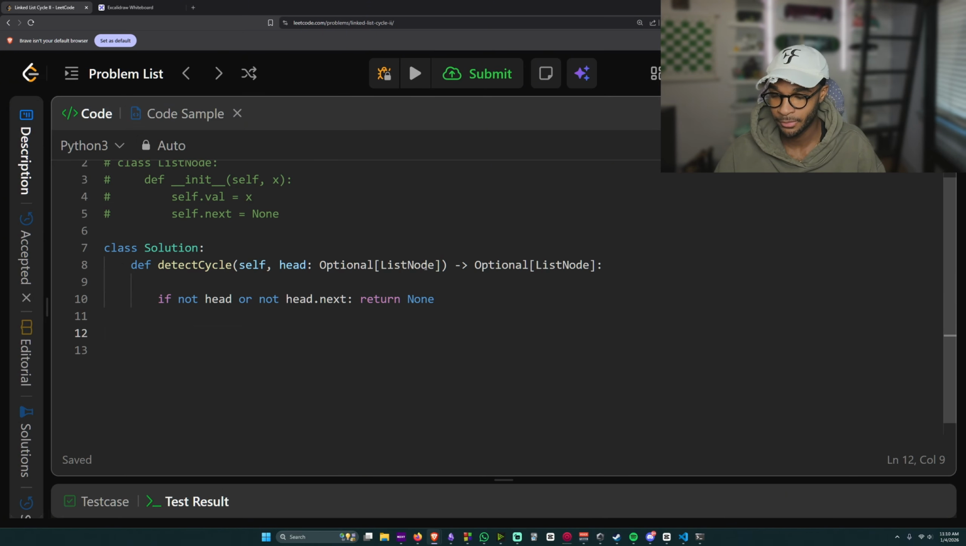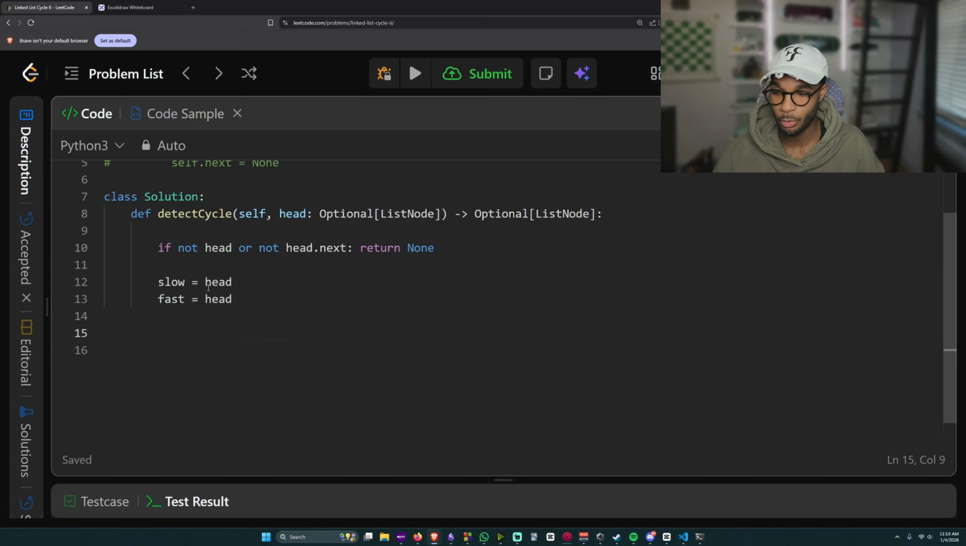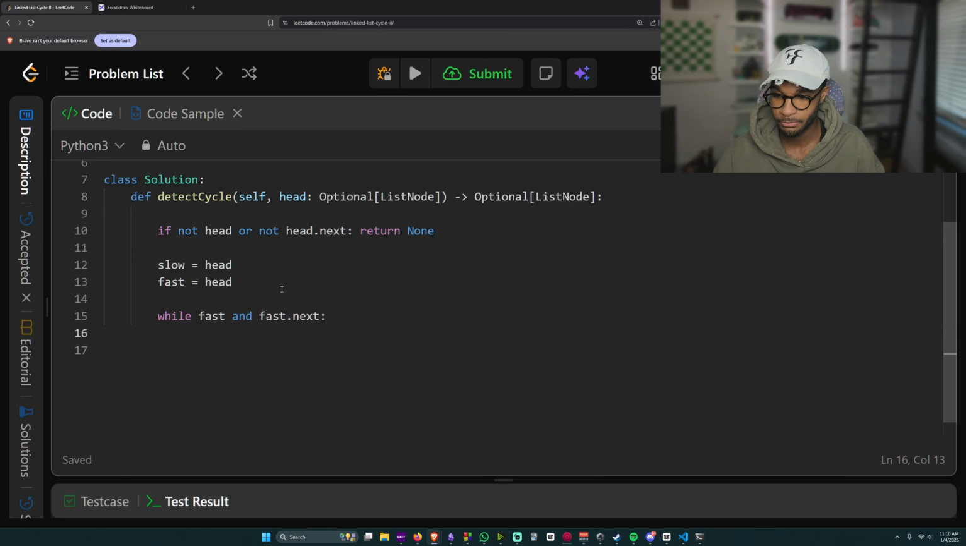So there's no cycle. Next, we want to create our 2 pointers. So we're going to say slow equals head, fast also equals head. And now we want to iterate through the linked list and see if there's a cycle. So we say while fast and fast dot next. And I went over why we do fast and fast dot next in the previous video, so you should remember that. And here's where we move the 2 pointers at their appropriate speed. So slow moves up 1 position at a time. So slow equals slow dot next. And fast will move up twice the speed. So fast equals fast dot next dot next. So 2 positions at a time.